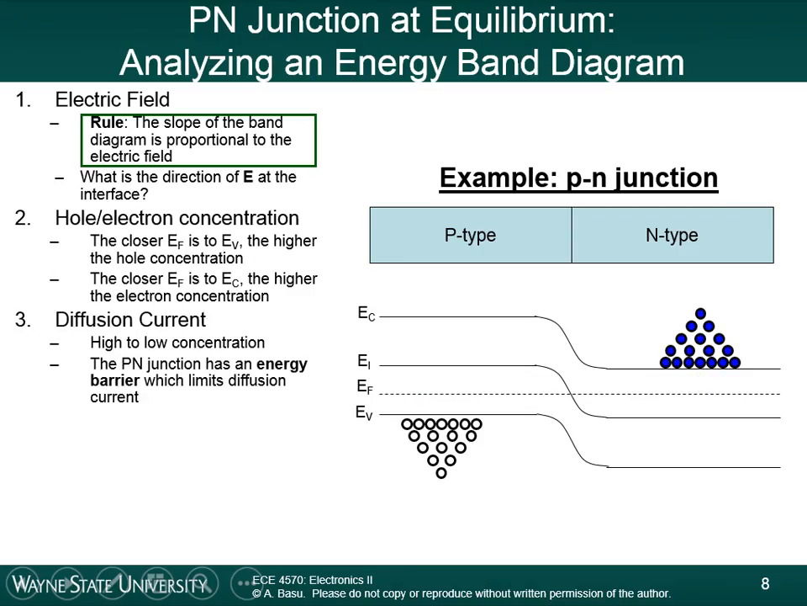Now we want to understand diffusion current. Diffusion current goes from high concentration to low concentration. You can see that there's a high concentration of electrons on this side. There's a very low concentration of electrons on this side because the Fermi level is so far away from EC. In a p-type material, because of that, you have a very low electron concentration. So electrons are going to diffuse from right to left. I'm just drawing in those arrows here. So what happens when an electron diffuses from right to left?